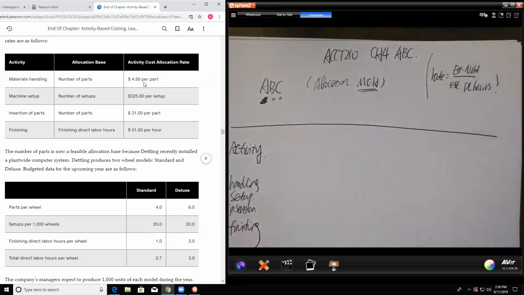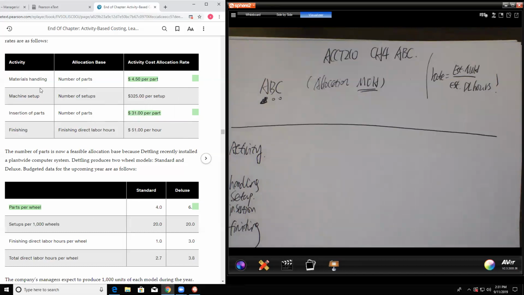And then the rate is already calculated for you, 4.5 or whatever. So we go to our 2 models, the S and the D. The first one says parts per wheel. So for each wheel, for each unit, we have 4 parts for the basic and 6 parts for the advanced. Look at your activity cost allocation: this one is based on parts, and this one is also based on parts. So you have 2 activities based on the part.